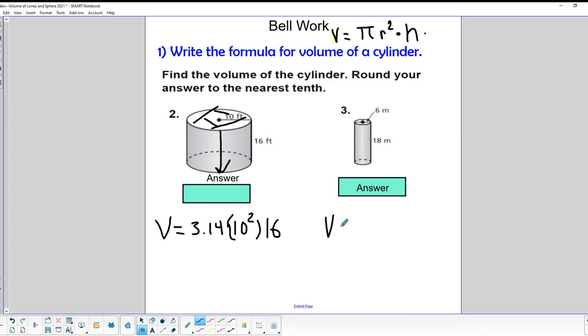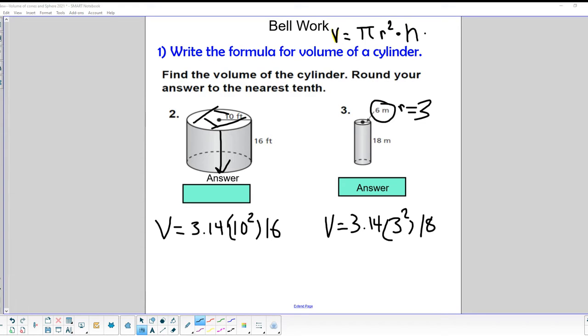So on that one, the volume is going to be 3.14 times the radius, and in this case, we have a diameter of 6, so r is going to be half of that, which is 3. So 3 squared times the height, which is 18. Okay, so let's get our calculator going and figure out what these equal.